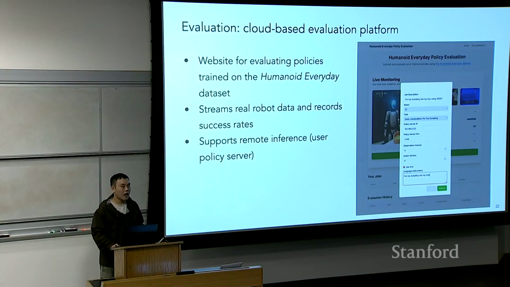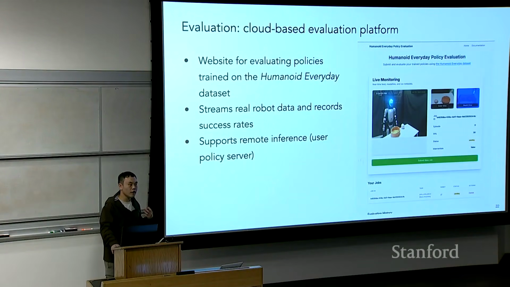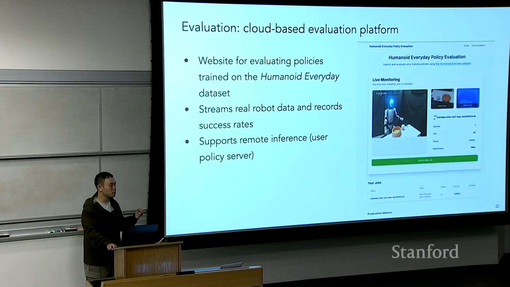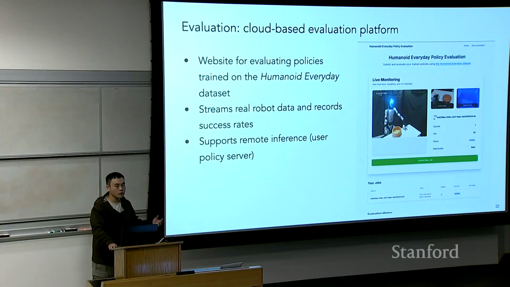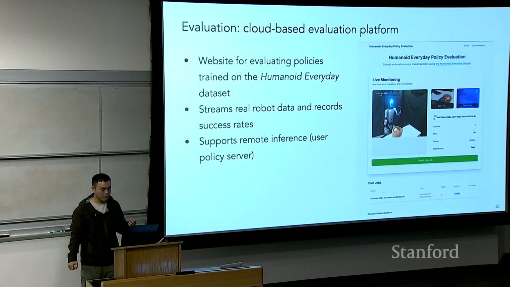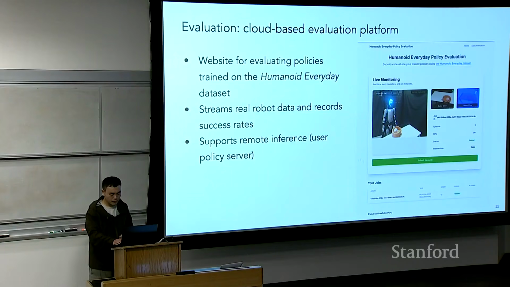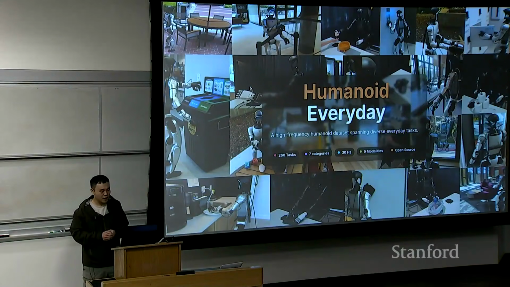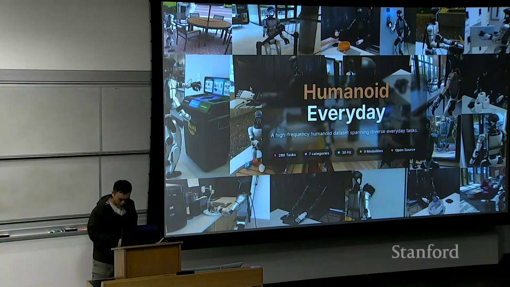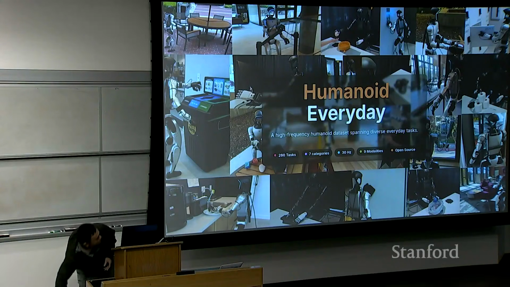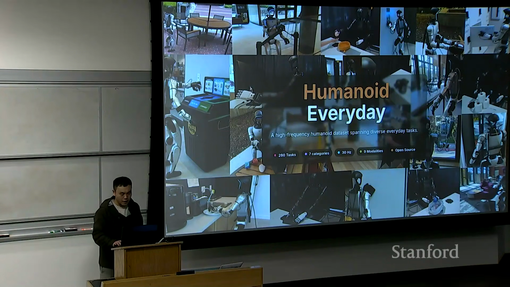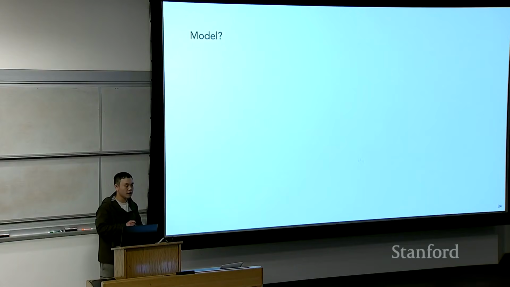So users can either upload their policies to our server and we run inference locally, or they can directly send a control command to us and we run some remote policy rollout and evaluate the policies using our real robot. Yeah, so this is pretty much the Humanoid Everyday work. And now let's go back to the original study.